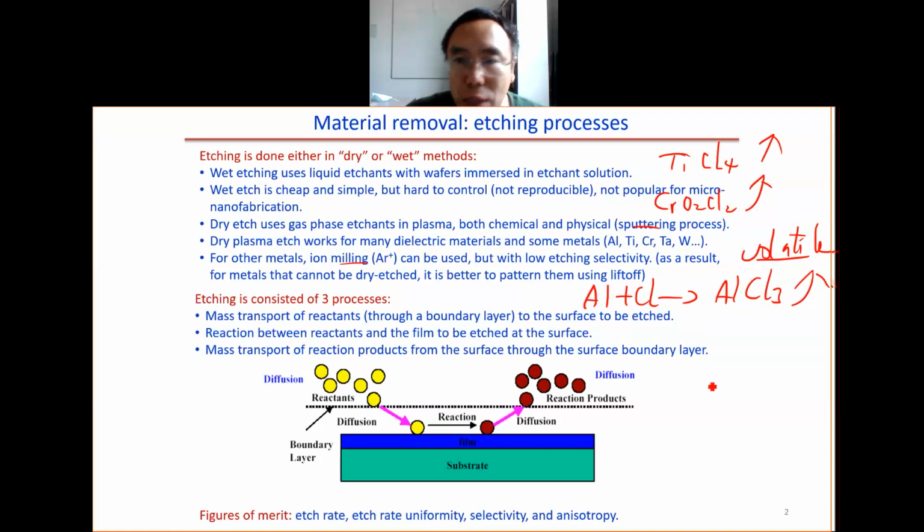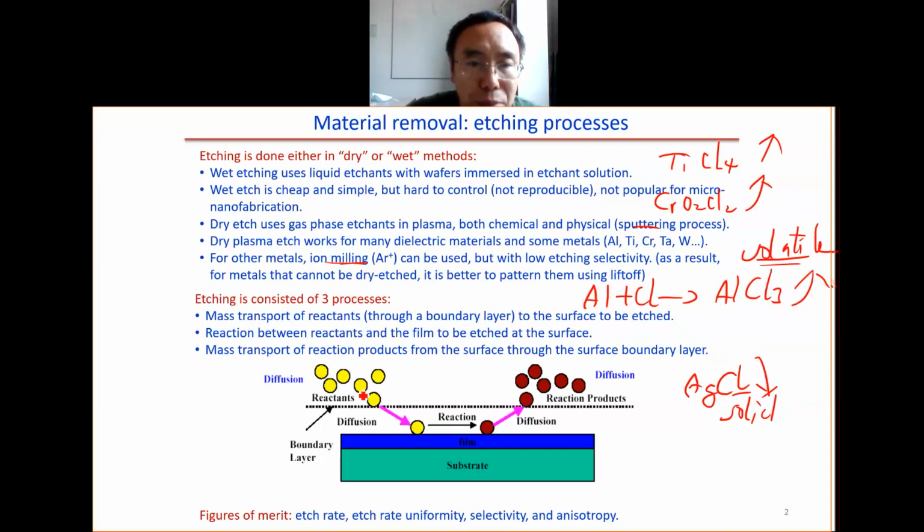For example, if we want to etch silver and we use chlorine gas, it forms silver chloride. This one is a solid. It is not volatile. So the silver cannot be etched by the chlorine gas. Then it has to be etched by the ion milling process.